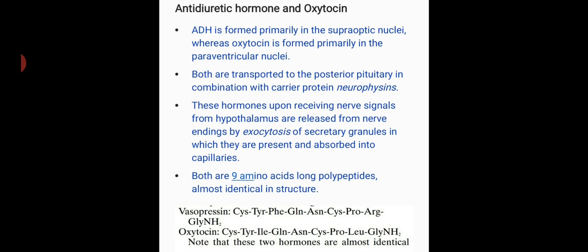ADH, that is antidiuretic hormone, and oxytocin are two important peptide hormones secreted by the posterior pituitary. They are produced in the hypothalamus, ADH in the supraoptic nuclei and oxytocin in the paraventricular nuclei of the hypothalamus, and from there they are transported to the posterior pituitary in combination with carrier proteins called neurophysins.